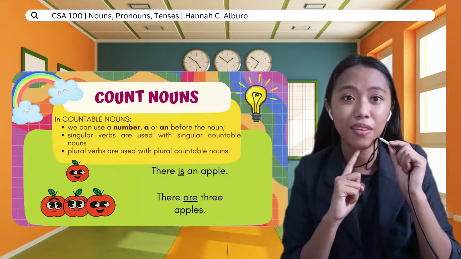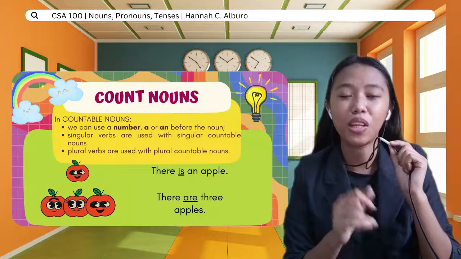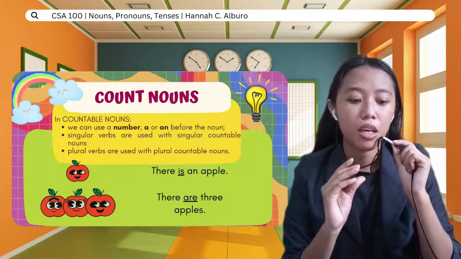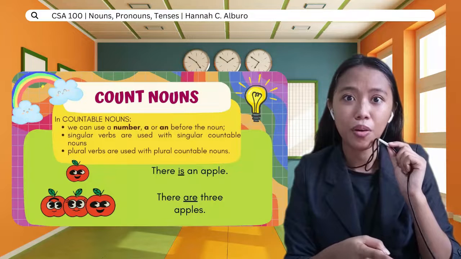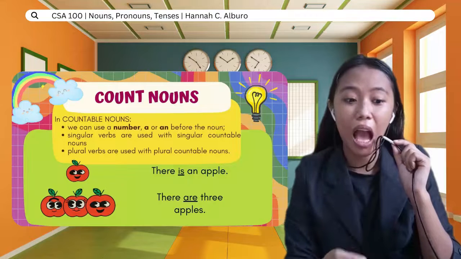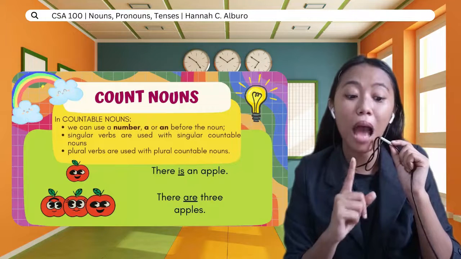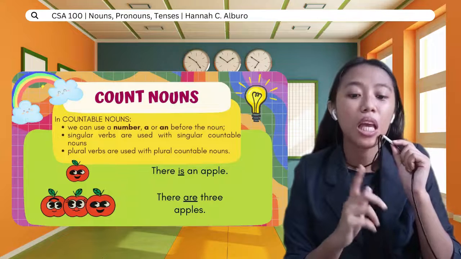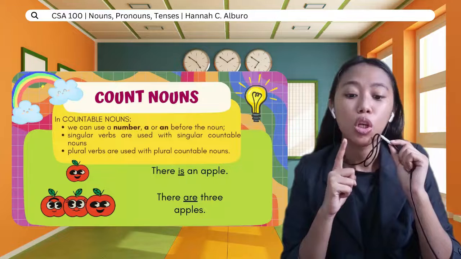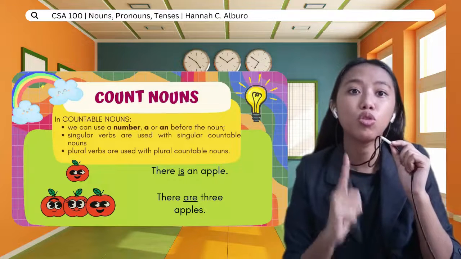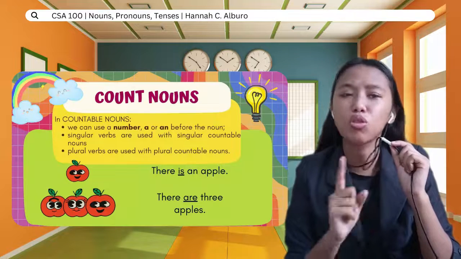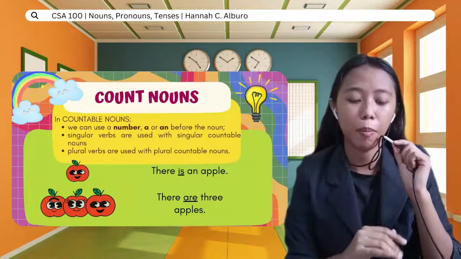What do we have here? The verb "are". No, it is a linking verb or helping verb. So we have here the number 3, and then we have the plural countable noun "apples". So if plural, we should use plural verbs with plural countable nouns. It should always match, right?